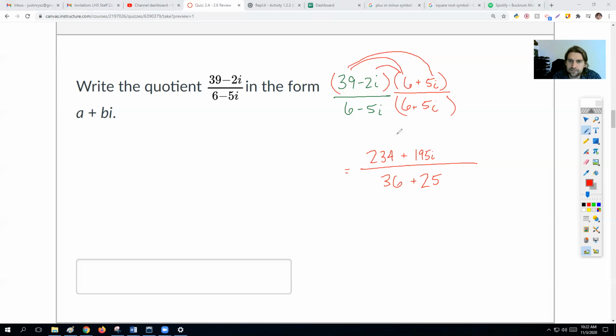And then in the middle, negative 2i times 6 would be negative 12i. And then negative 2i times positive 5i becomes a negative 10i squared.